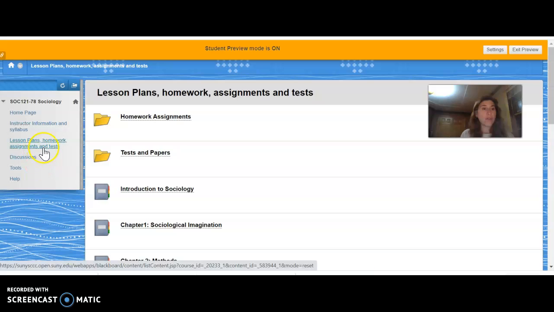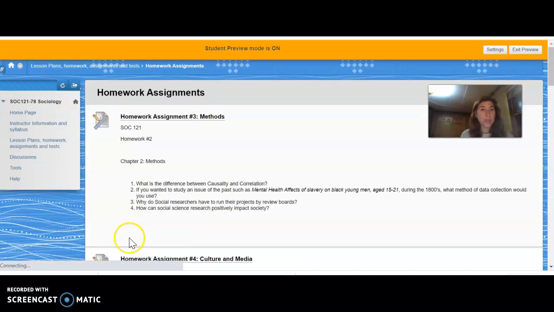So you're going to head over to lesson plans, homework, assignments, and tests. Your first folder is homework assignments. And you will see right here at the top is your homework assignment that is due this week. So it is on methods. These questions are based largely on your textbook study and a bit also on lecture. So you have to do both. Then you're going to head over to the discussion section right here.